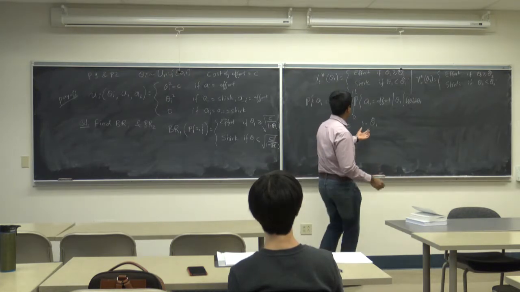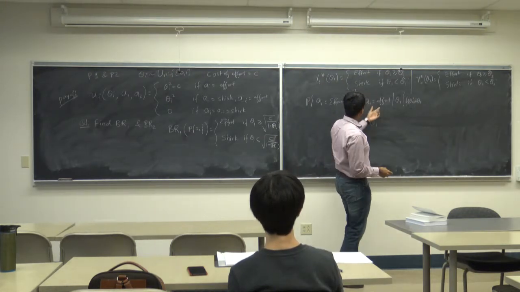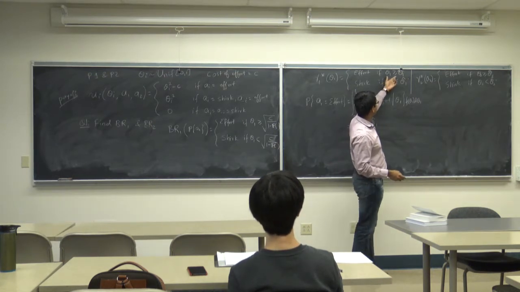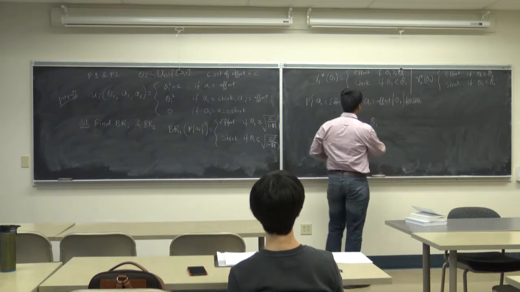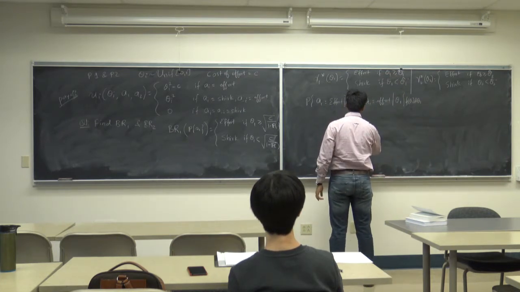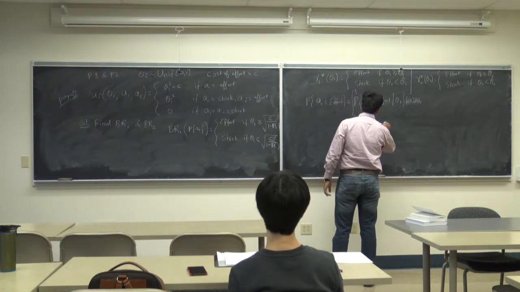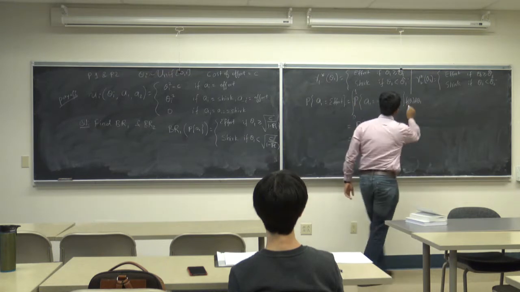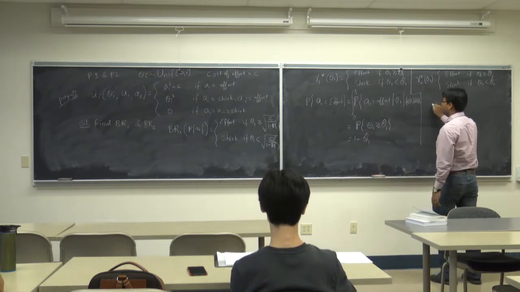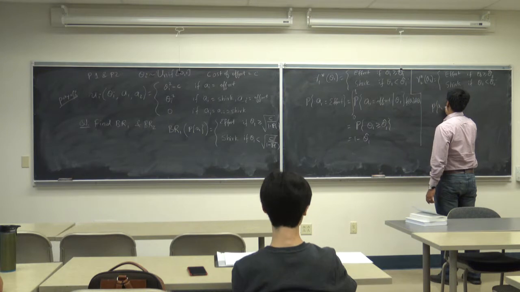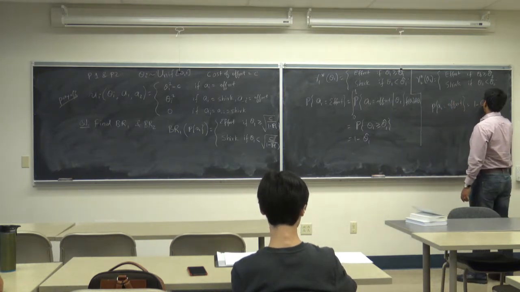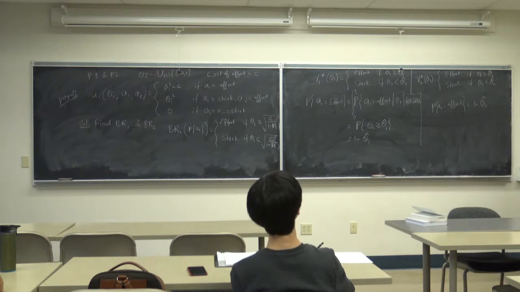And the next step. So what is the probability that A1 is equal to effort? It's the same as the probability that theta 1 is greater than or equal to theta 1 hat. So let me write it. This is the same as the probability of theta 1 greater than or equal to theta 1 hat, which is 1 minus theta 1 hat. And the same thing here, the probability that A2 is equal to effort equals 1 minus theta 2 hat.